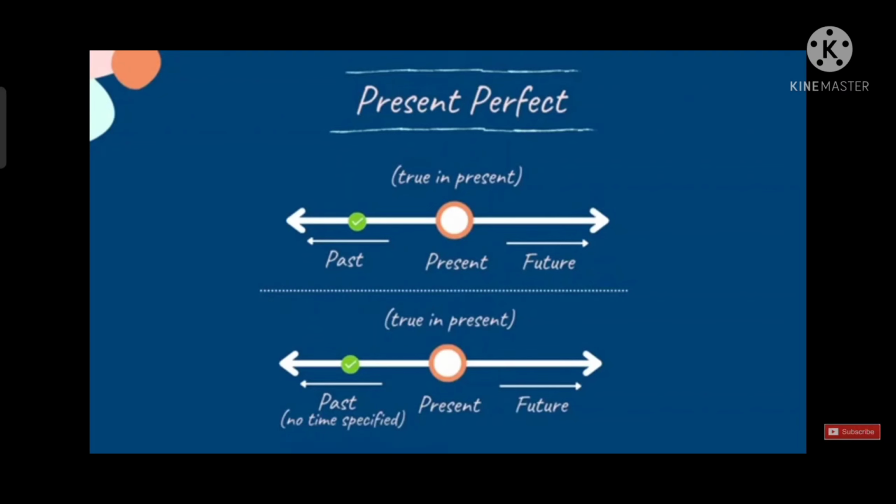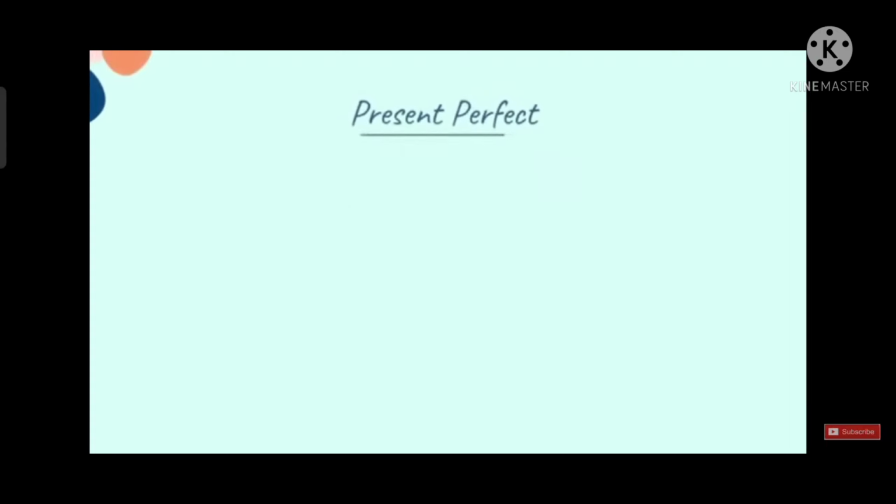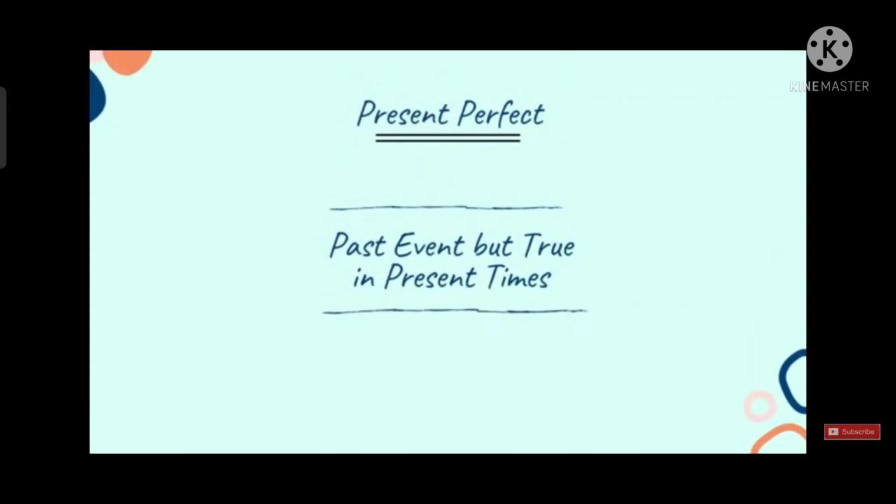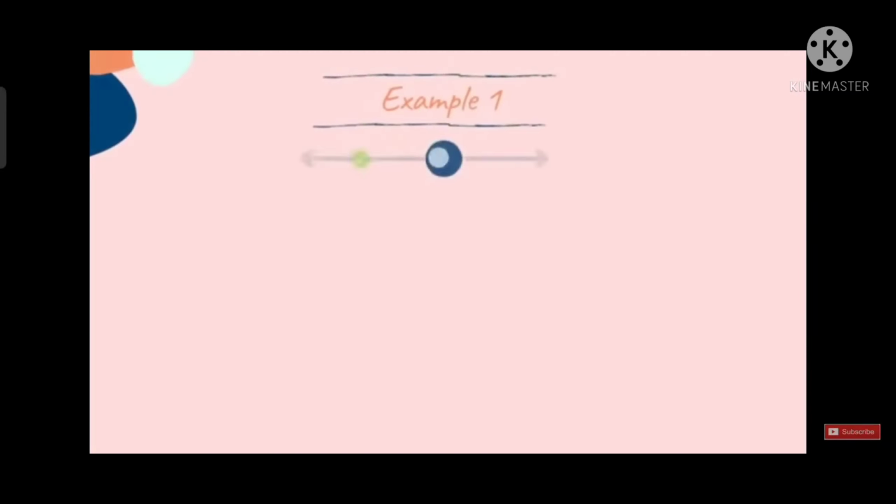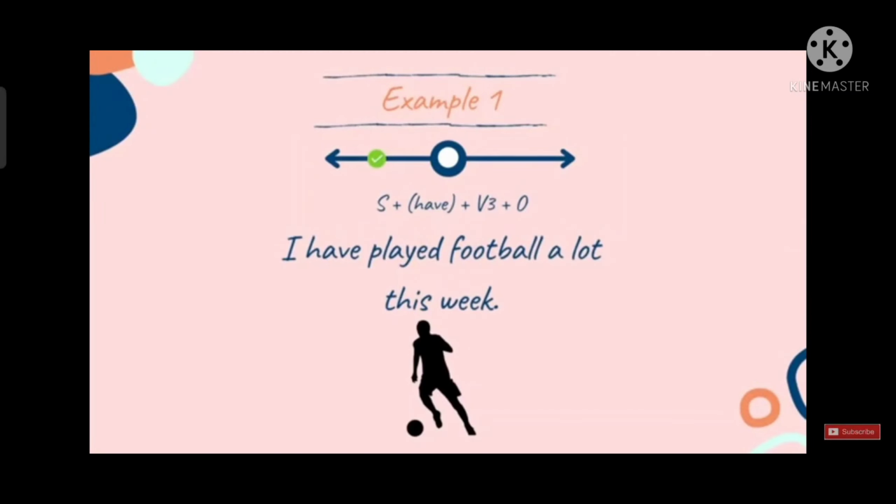Now, let's look into its usages. The first main use of present perfect tense is to show the past event but true in present. Let's look into examples of it. I have played football a lot this week.